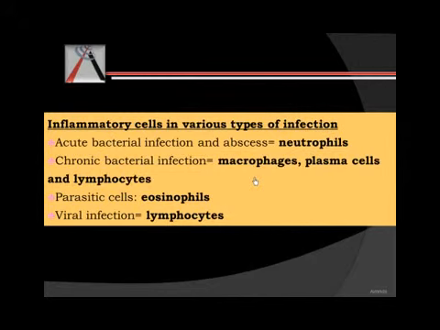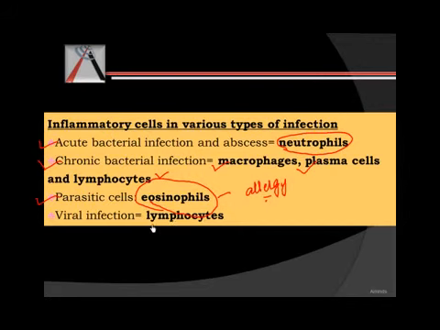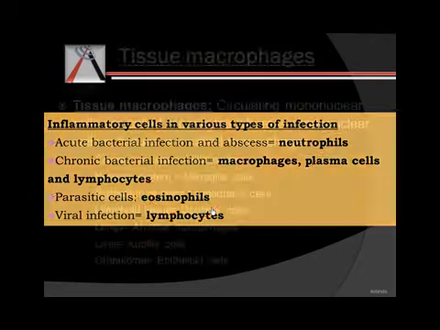We have seen that neutrophils are the primary players of acute inflammation, but based on the type of infection, the inflammatory cell varies. Here we can see that in acute bacterial infection and abscess, the prime inflammatory cells are neutrophils, while in chronic infection, the prime cells are macrophages, plasma cells and lymphocytes. Whenever we have a parasitic infection, we have eosinophils coming into the picture, which is also the scenario in allergy. In viral infection, the prime cells are lymphocytes.